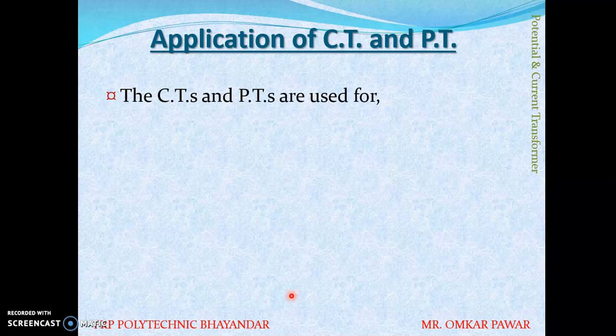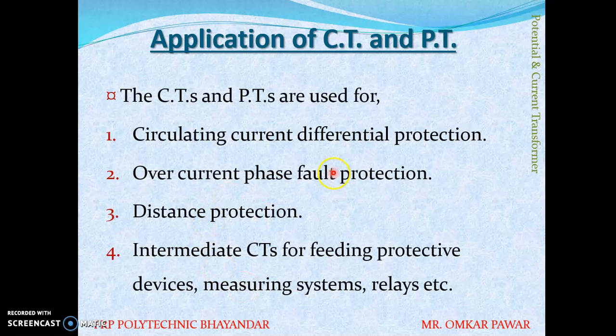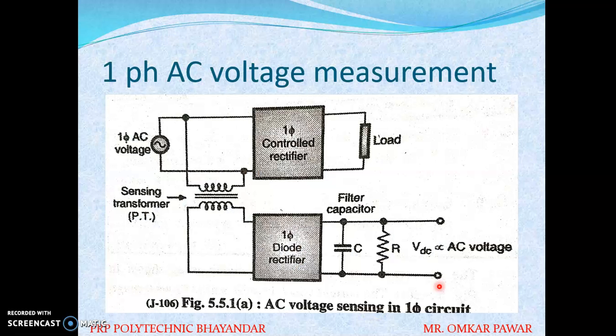Now, applications of CT and PT. The CT and PT are used for circulating current differential protection, overcurrent and phase fault protections, sensing purposes, distance protection, and intermediate CTs for feeding protective devices, measuring systems, and relay systems, etc.